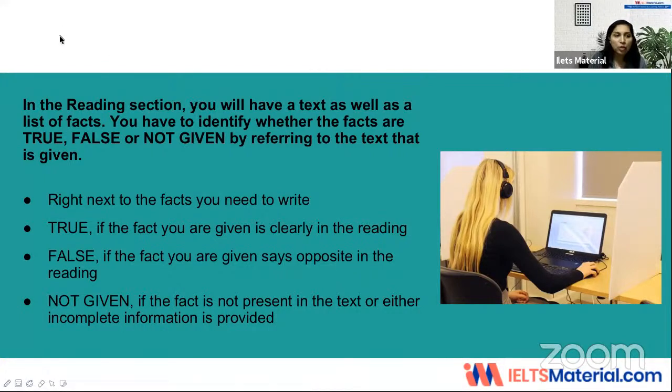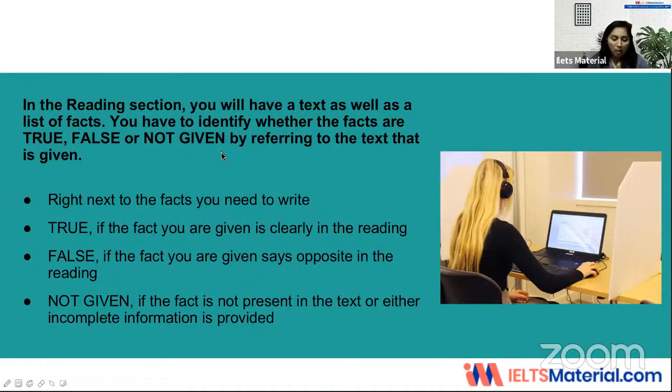Now, when I'm talking about false, that is if the fact that is given to you is completely in the opposite way, that is contradictory, right? And if it is opposite, or if it says that this is not the thing, it is this thing, then too the information given is completely contradictory, almost opposite. So that is called false.